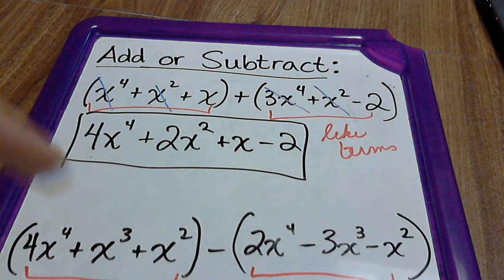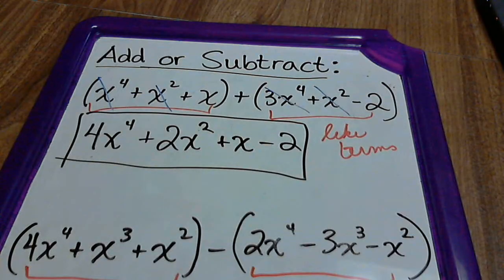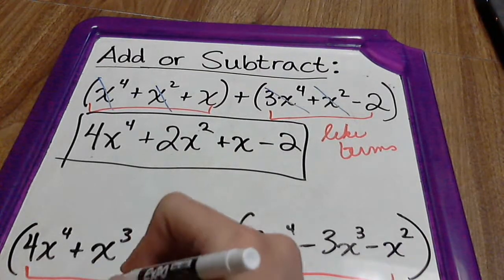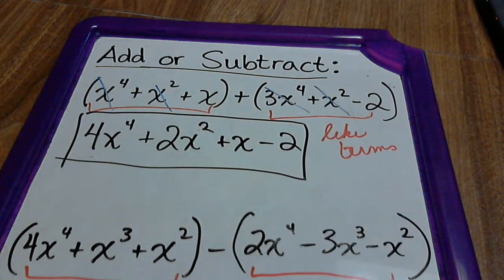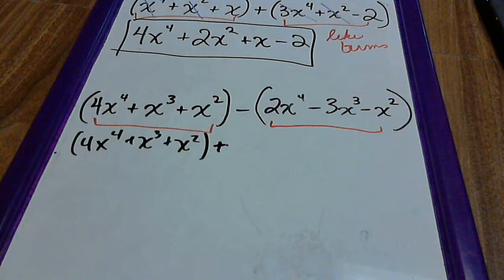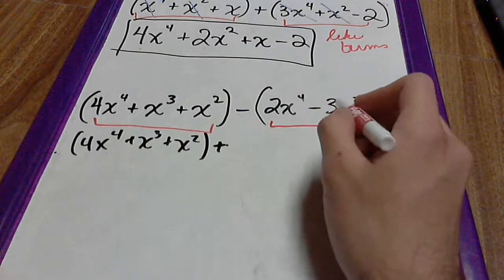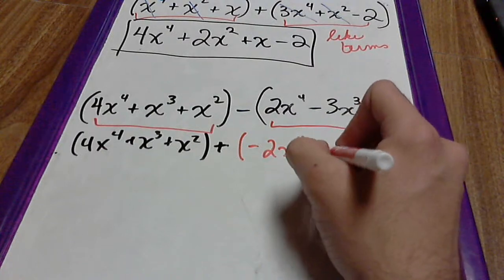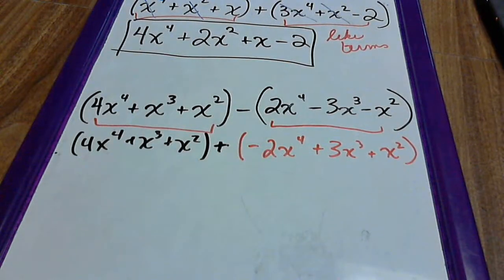In this one here, we have a subtraction. The subtraction is a special case because we have to take the minus sign and distribute it to all of these different terms. What does that mean? All it means is that 4x to the fourth plus x to the third plus x squared, and then a minus. Everything after the minus, including the minus, becomes its opposite. So this becomes minus 2x to the fourth, minus 3 becomes positive 3x cubed, minus x becomes positive x squared.